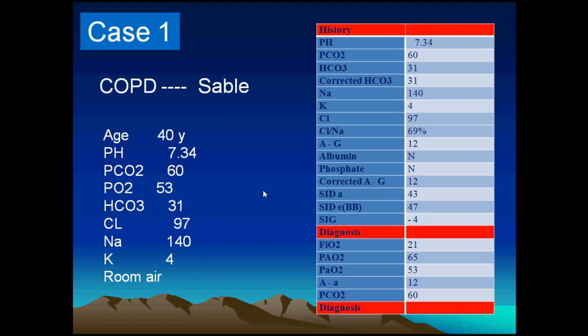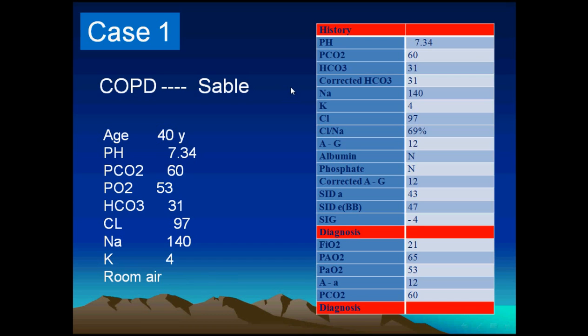Look at this. This is an example. We're going to study it. This is a patient with COPD. He's stable and came for a checkup or assessment in your outpatient clinic. This is a patient of 40 years of age, and his pH is 7.34, carbon dioxide is 60, oxygen 53, bicarbonate 31, chloride 97, sodium 140, potassium 4, and he's on room air.